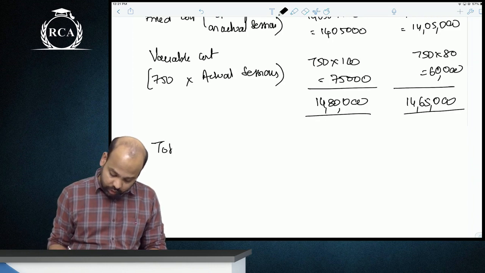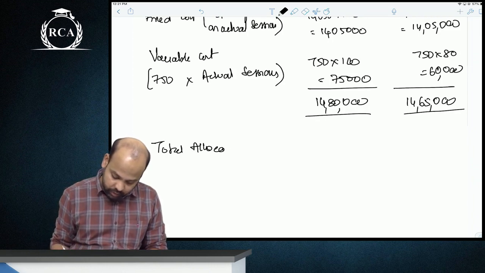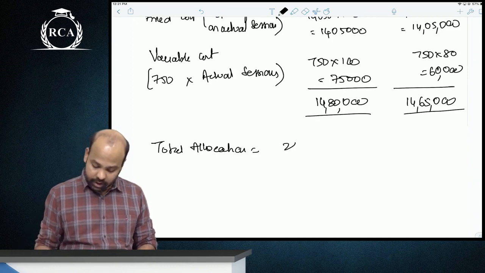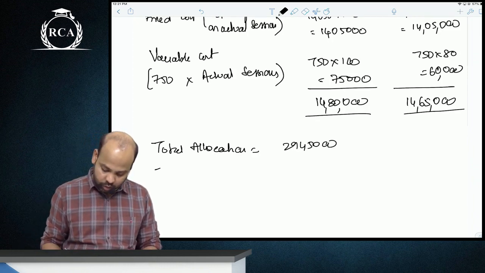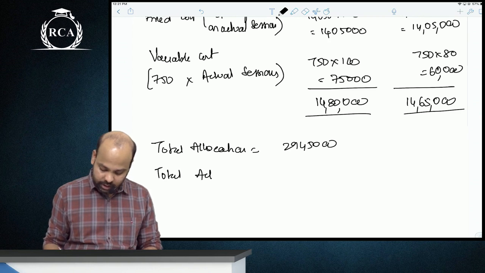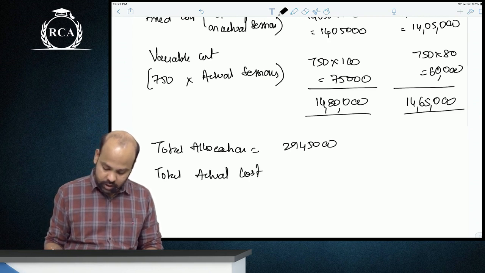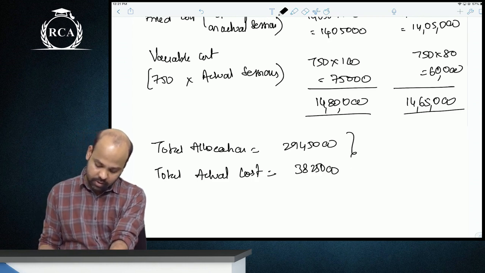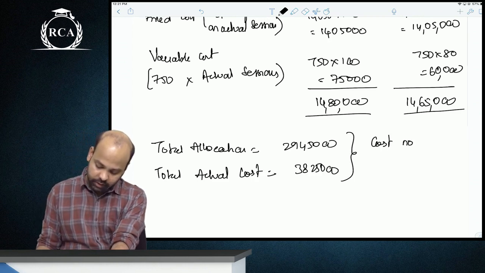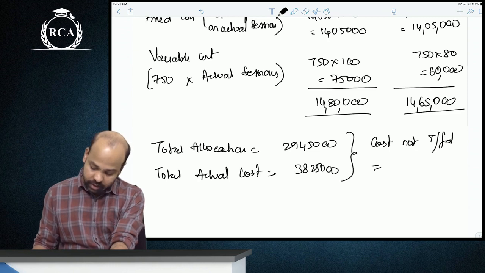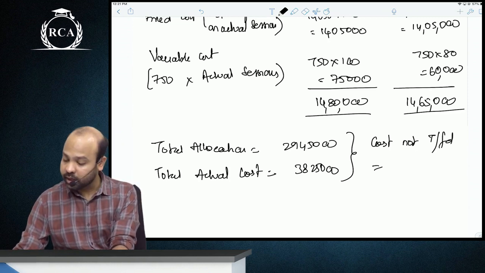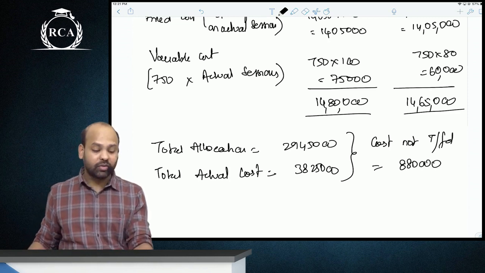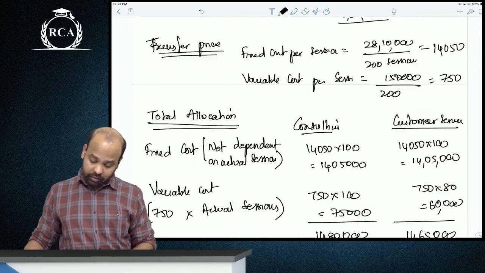So total allocation, beta, is 29 lakhs 45,000. Total actual cost कितना है बेटा? Total actual cost as such, beta, is 38 lakhs 25,000. Cost not transferred as such, guys, is 8 lakh 80,000. Only 29 lakhs 45,000, beta, is ultimately getting transferred to the division.